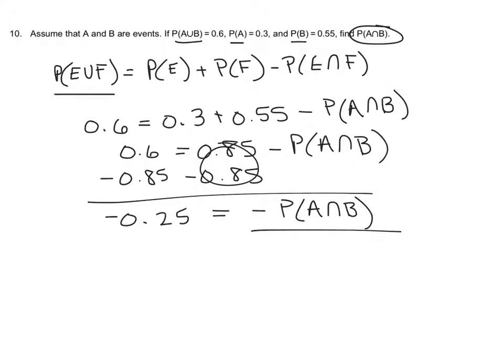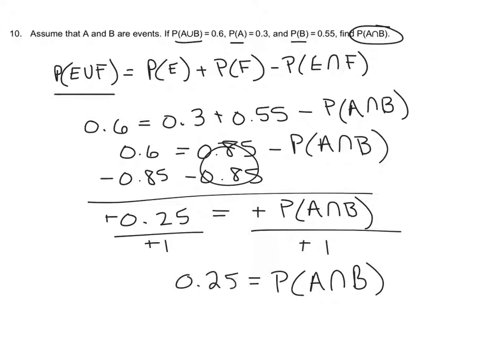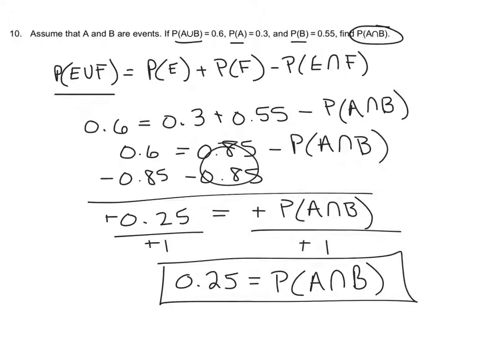Now we want a positive probability, so we're going to divide both sides by negative 1. That becomes the probability of the intersection of A and B equals negative 0.25 divided by negative 1, which is a positive 0.25. So my answer is 0.25.